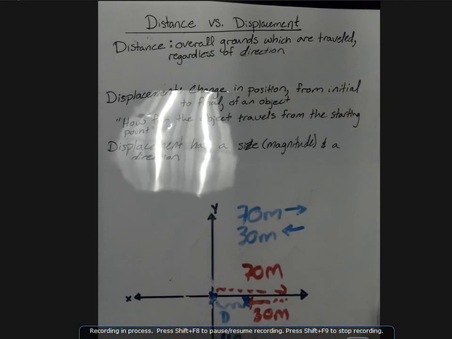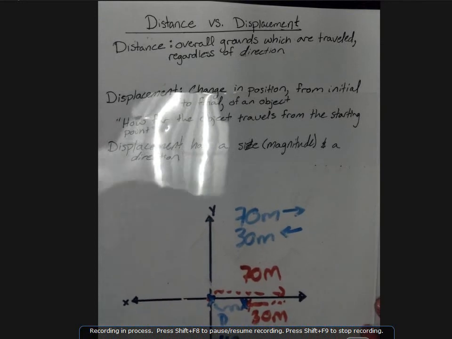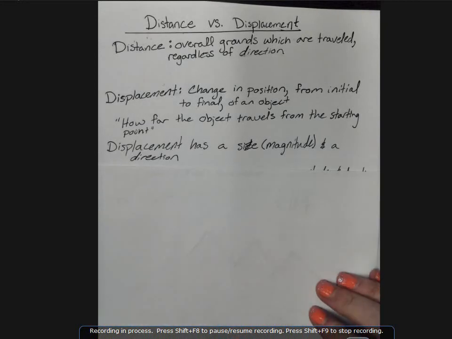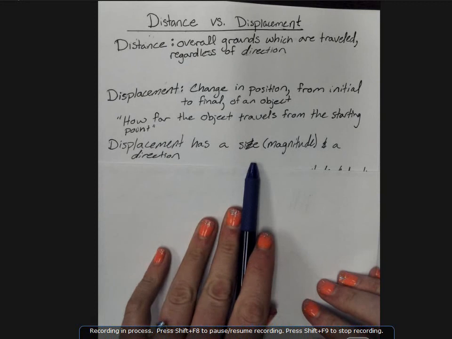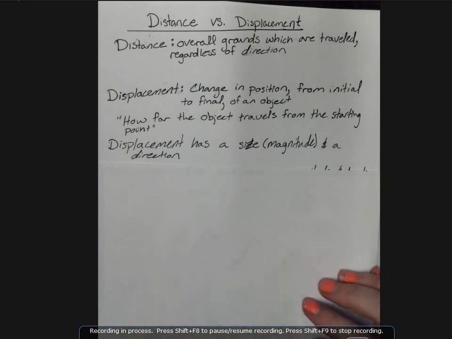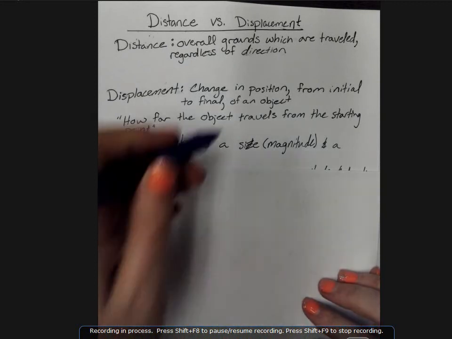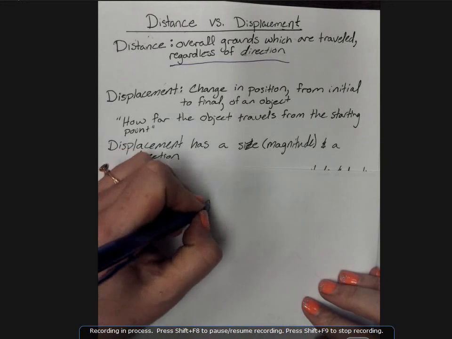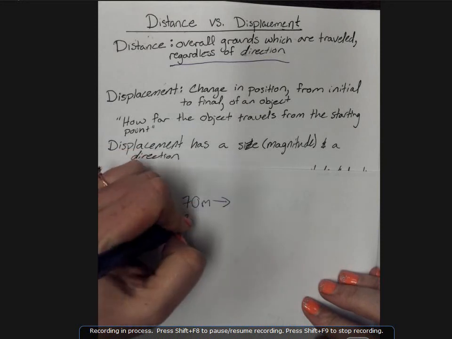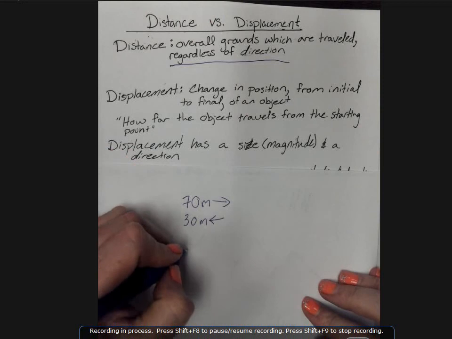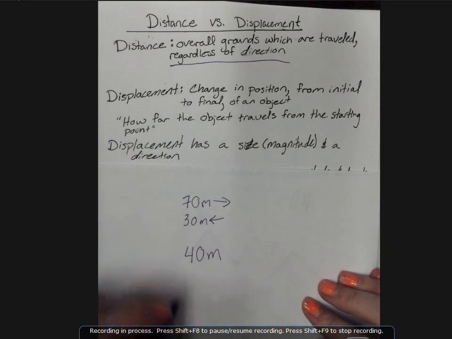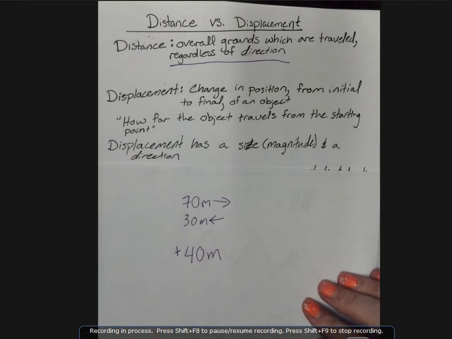Right? To consider the actual values, one of the things that we can say that helps us out is that displacement has a size, which we call a magnitude, and a direction, right? Distance was regardless of direction, but displacement has an overall size, right? 70 meters this way and 30 meters this way, so it has a size of 40 meters displaced, and it also has a value in the positive direction.